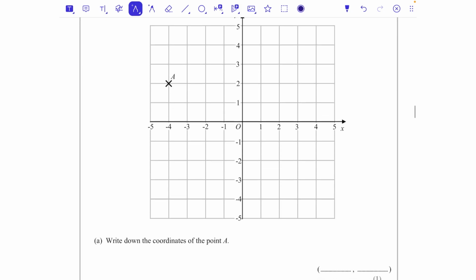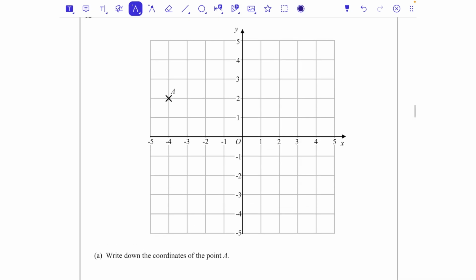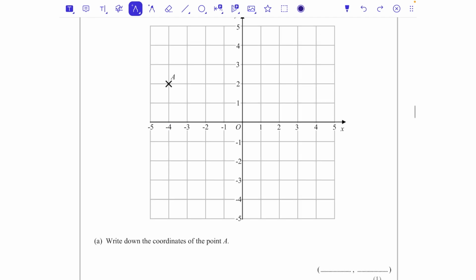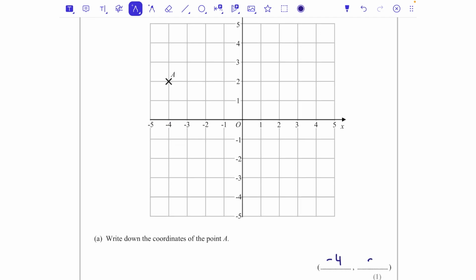Question number 12, write down the coordinates of the point A. So when we're writing coordinates, we need to make sure we go along the corridor up the stairs. So our X direction is first and then our Y direction. And we can see here that from the X direction, we're across at -4, and from the Y direction, we're up at 2. So my coordinate here is -4, 2.